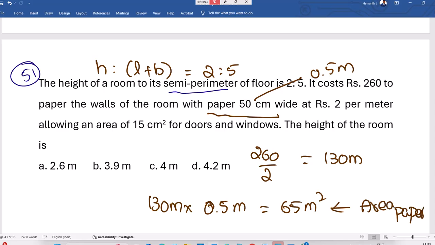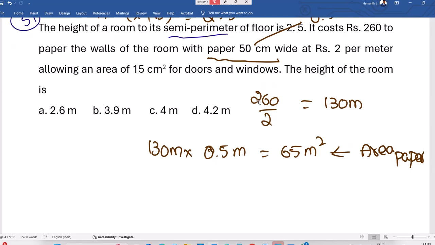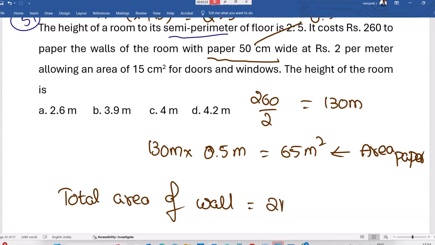Paper for the walls of the room. Where you use this paper? For walls of the room. Right. And what is the total wall area? Plus 15 we have to add, because there are doors and windows which are covering 15 centimeters square. So total area of wall. This is the area of paper used, but there is a certain area which we are not using paper for, that is windows and doors. Right. So total area of wall 2h into L plus B is nothing but 65 plus 15. Why that plus 15, sir?